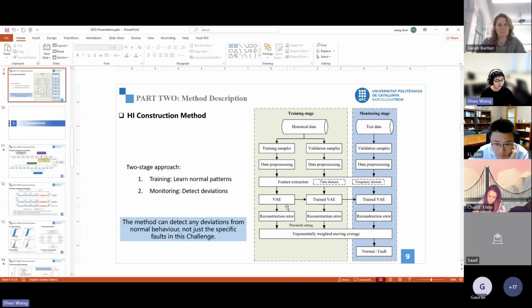First we calculate the reconstruction error using the VAE model. This means the deviations from the normal data. Then we use EWMA to smooth the errors. This is the final health index. Gotcha. Basically a smoothed version of the reconstruction error. Yes. Okay, thank you.